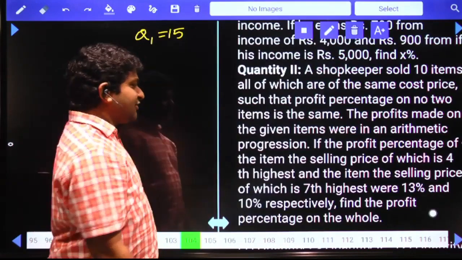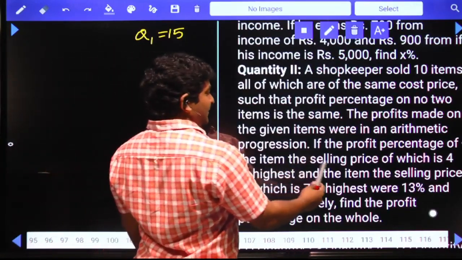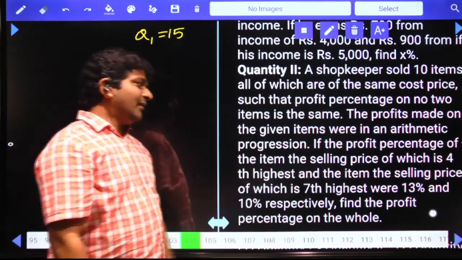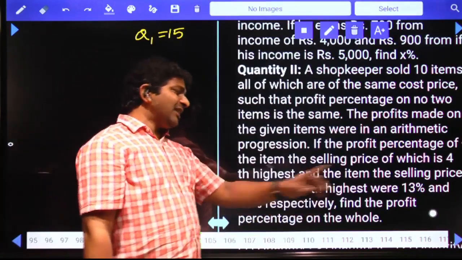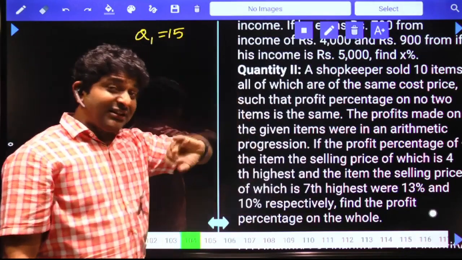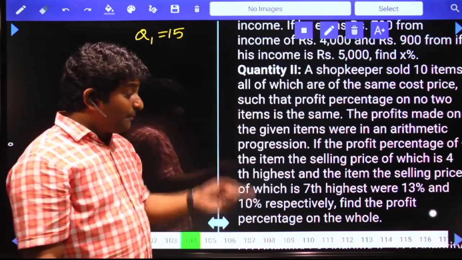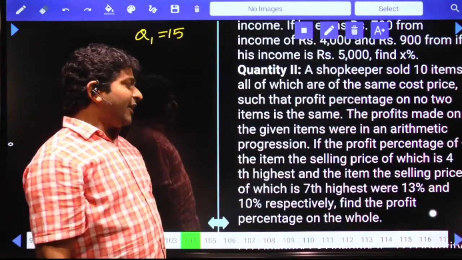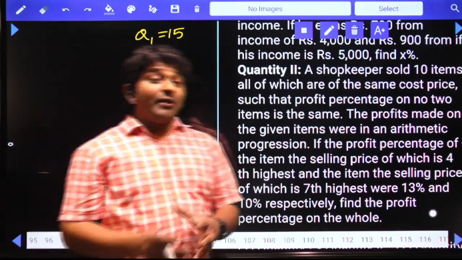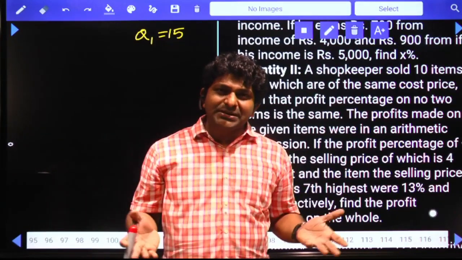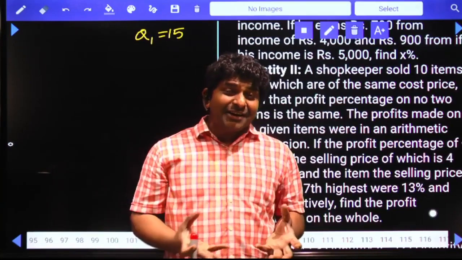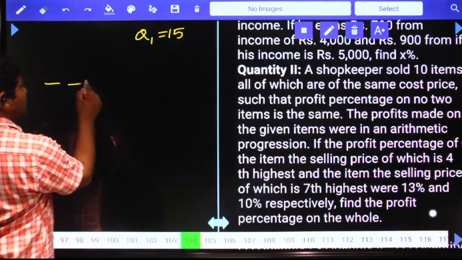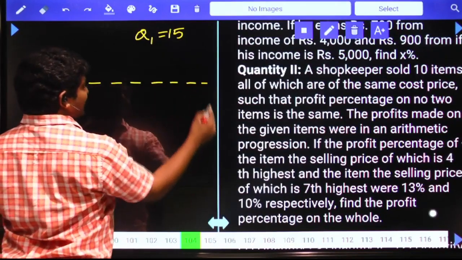If the profit percentage of the item, the selling price of which is 4th highest, and of the item, the selling price of which is 7th highest, are 13% and then 10%, find the profit percentage on the whole. On the whole profit percentage means overall profit percentage. Overall in the sense, what is the exact meaning? Average. You're asked to calculate the average. You clearly know that there are 10 items: 1, 2, 3, 4, 5, 6, 7, 8, 9 and then 10.